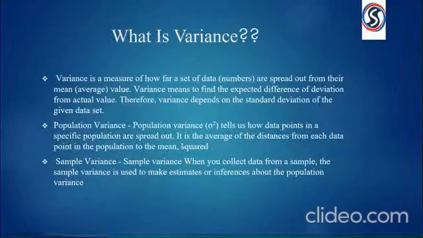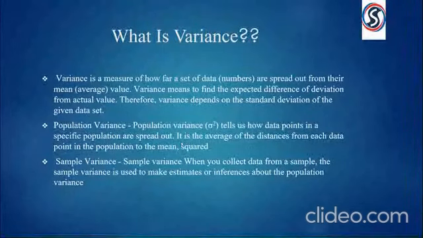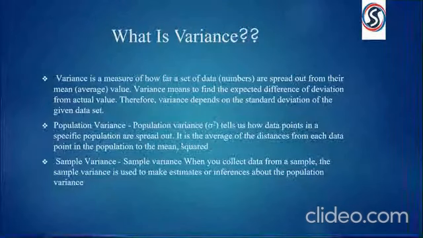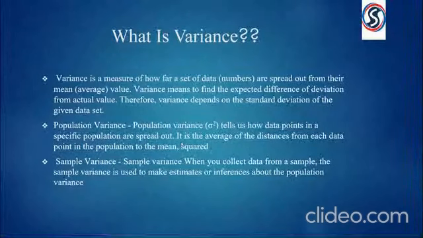So population variance is when we calculate the mean of the population data, and then calculate how far our data points are situated from the mean. Those distances give the variance. And in the sample case, when we collect the data from a sample, the sample variance is used to make estimates or inferences about the population variance.